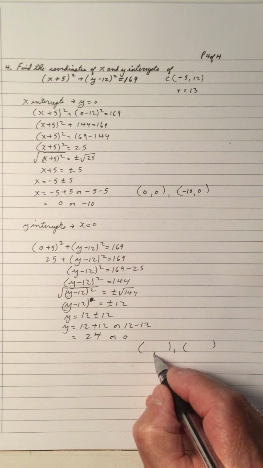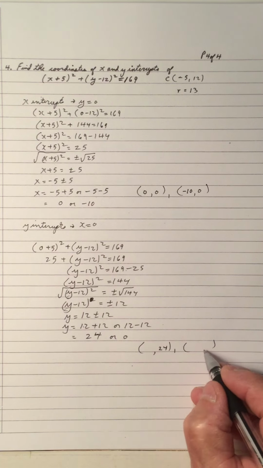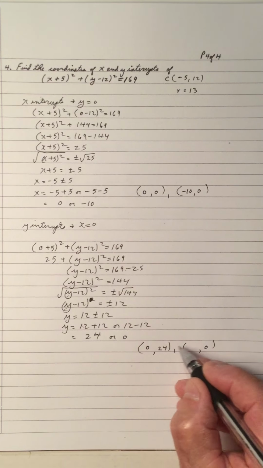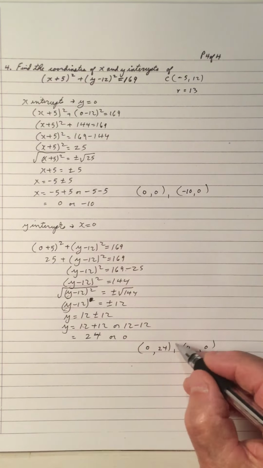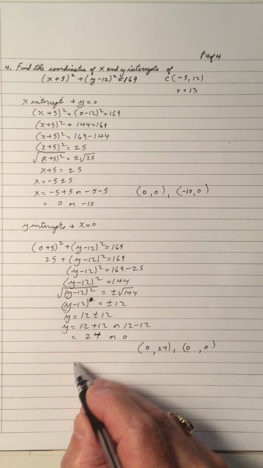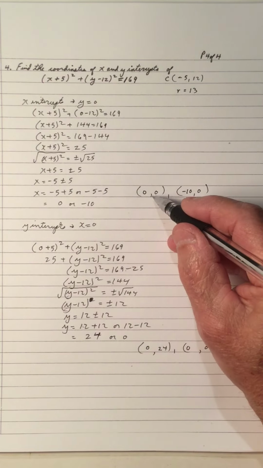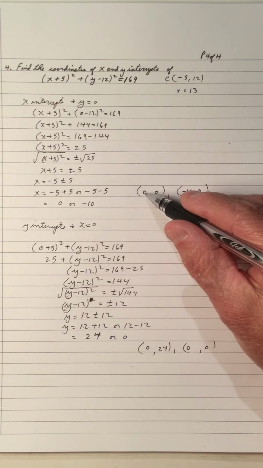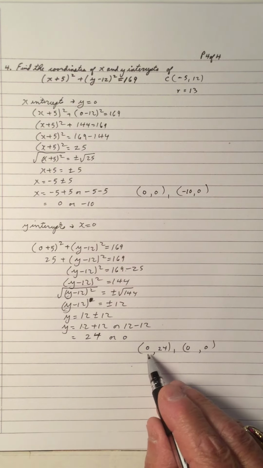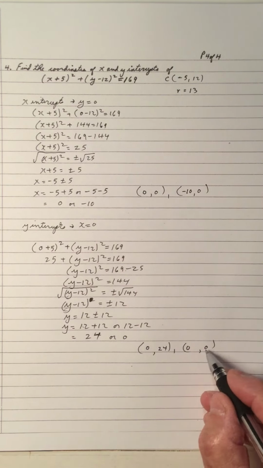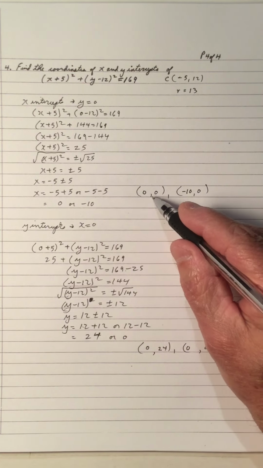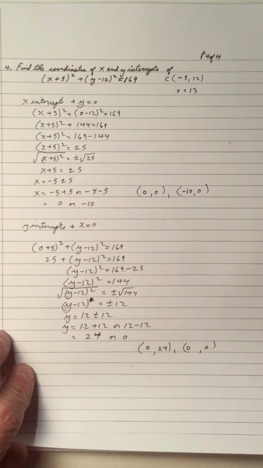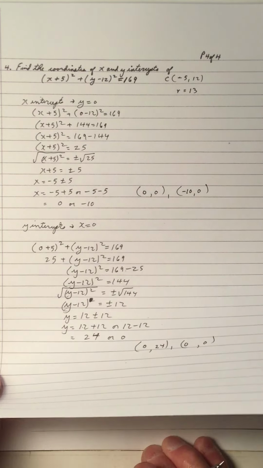So these ordered pairs, again, y is 24, y is 0, and x is 0 for each of these, because the y-intercept is when we have x is 0. So we have two values of y. Notice that the x-intercepts are 0, 0 or negative 10, 0. The y-intercepts are 0, 24 and 0, 0. So we have the x-intercepts and the y-intercepts, because we have 0, 0 at the origin, which is both the x-intercept and the y-intercept.